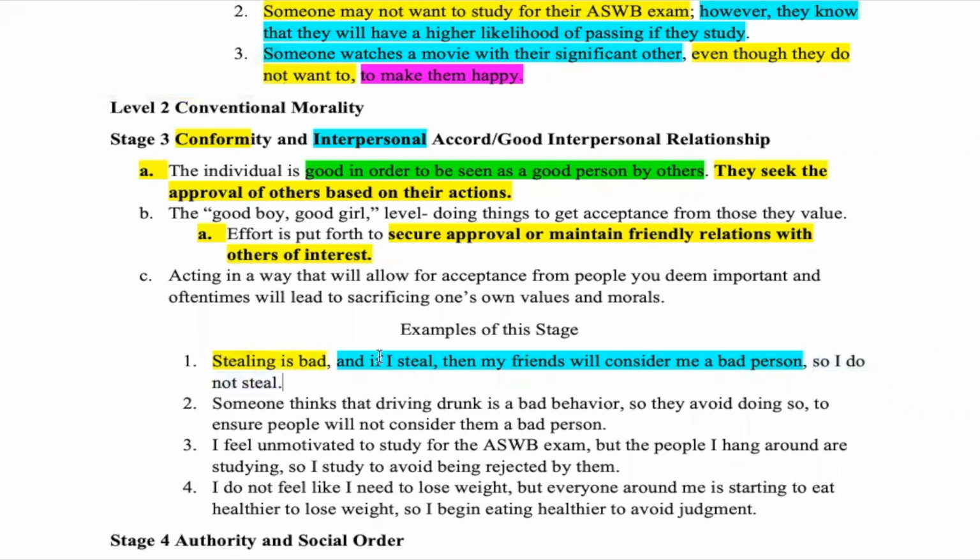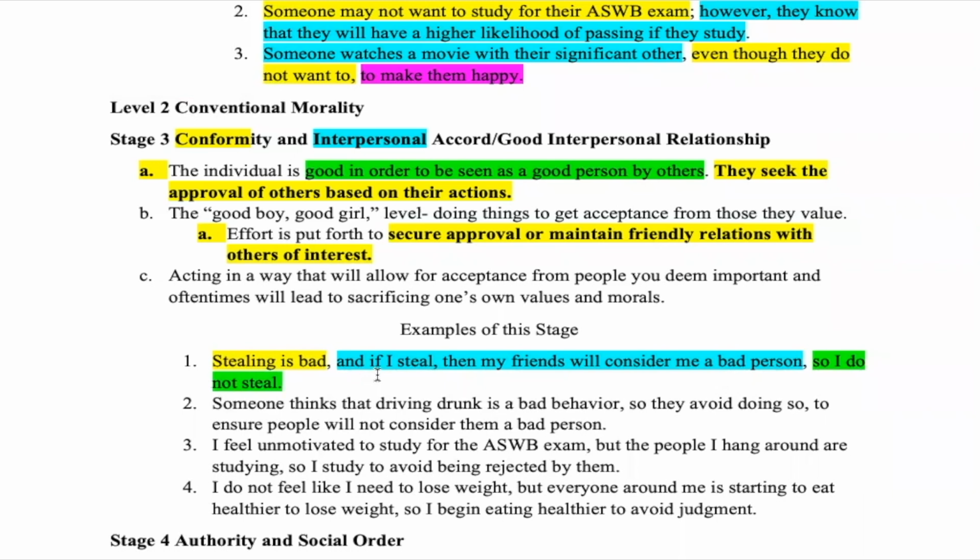But the individual wants to be accepted, so they are not going to steal. They're like, you know what? I want to steal so bad. I know my friends think it's bad, so I'm not going to do it. So they suppress their own needs and urges in order to conform or be accepted by a group of people.